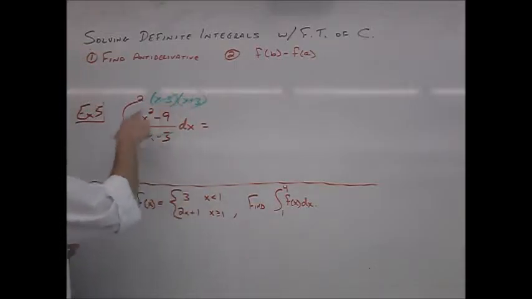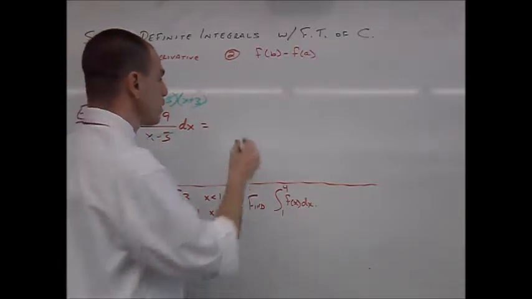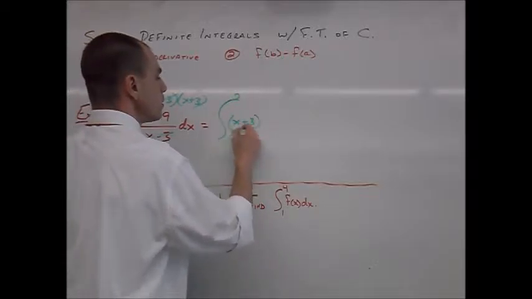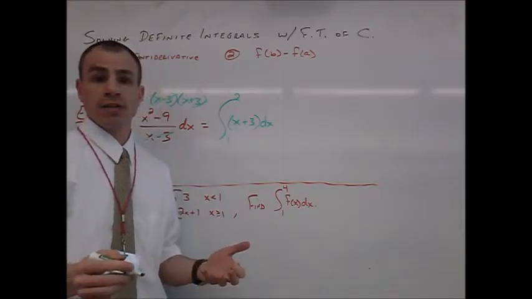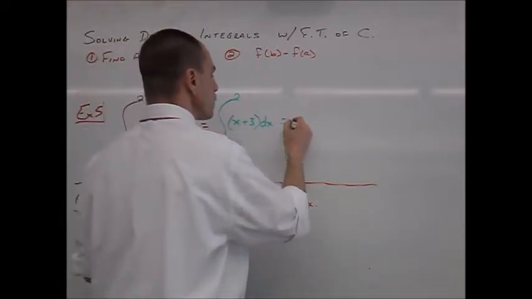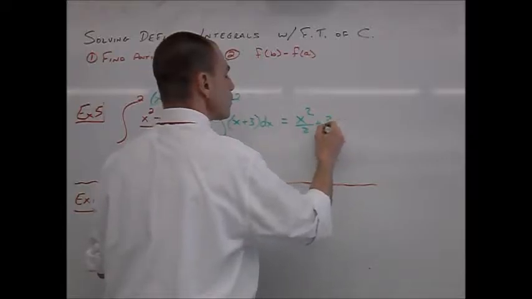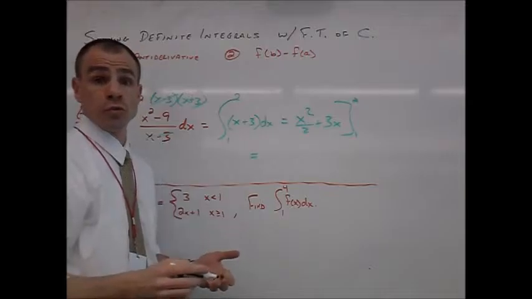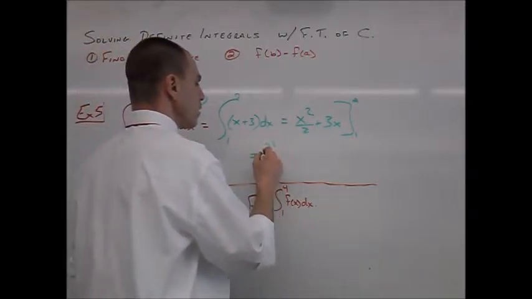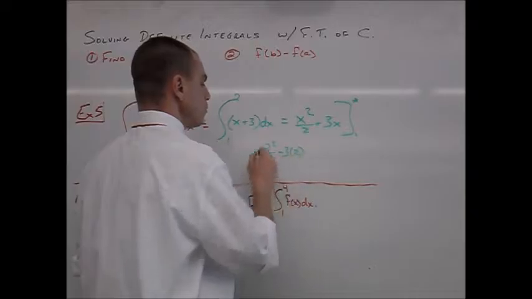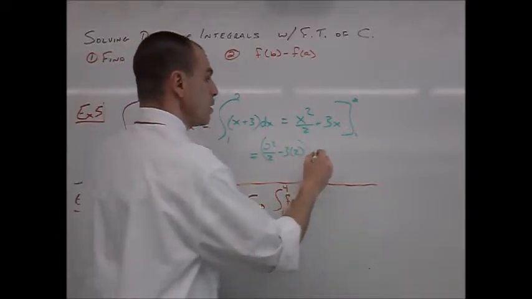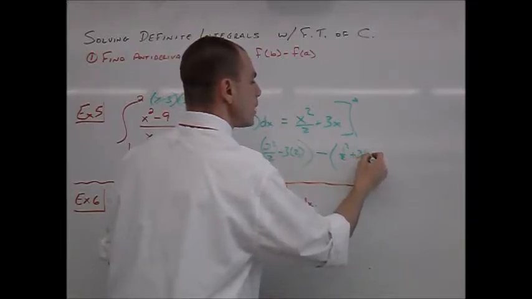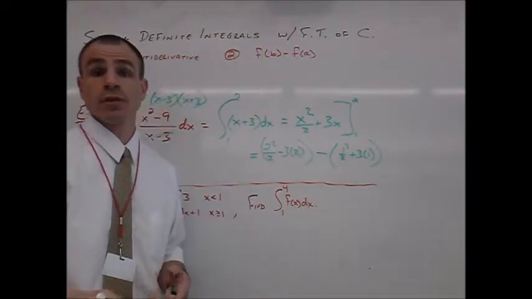So this, even though it was originally x squared minus 9 over x minus 3, actually is behaving like the integral from 1 to 2 of x plus 3 dx. That's a nice, easy antiderivative to take care of. That's going to become x squared over 2 plus 3x, evaluated from 1 to 2. So we're going to need to plug 2 in first. So we have 2 squared over 2 plus 3 times 2. I'm going to wrap that in parentheses, minus 1 squared over 2 plus 3 times 1. That also gets set in parentheses, as I mentioned before.